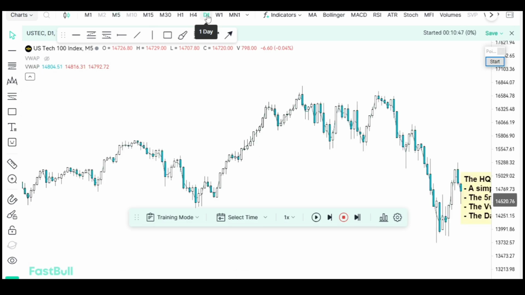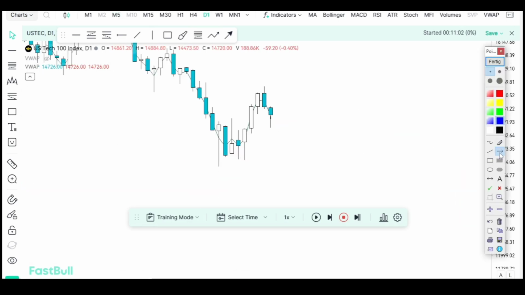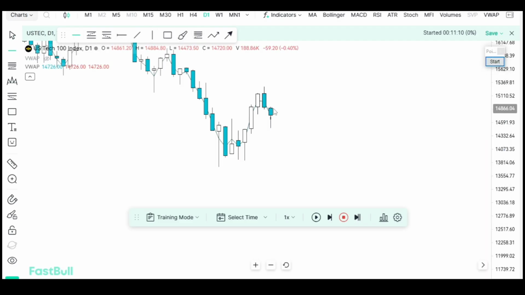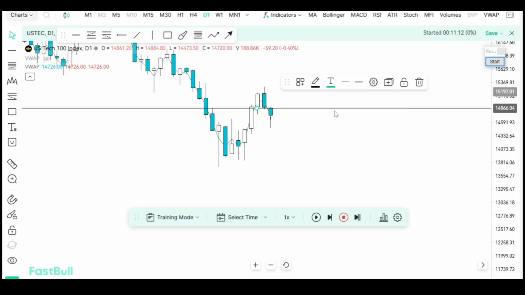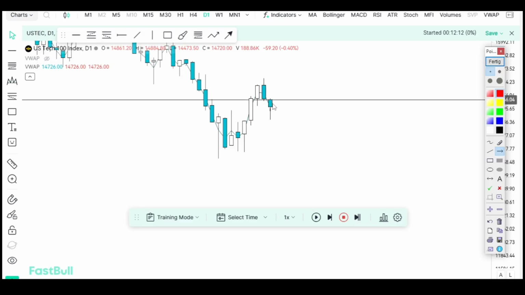Go to the daily time frame first. As you can see, here is today's daily candle. All we need to do is draw a horizontal line right at the candle's open price. This line acts as our bias indicator. If the price is trading below this line, we look for sell setups. If it's above, we look for buy setups.